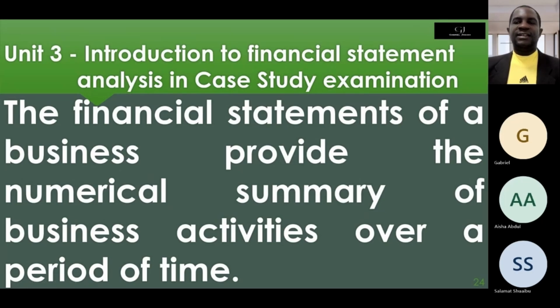Currently, we are in Unit 3, talking about the financial statements of a business. It provides the numerical summary, so it basically deals with number crunching. We're looking at the financial story and the numerical summary of the business activities over a period of time, say 1 year, 3 months, 6 months.